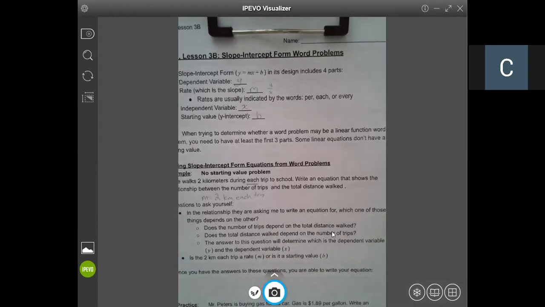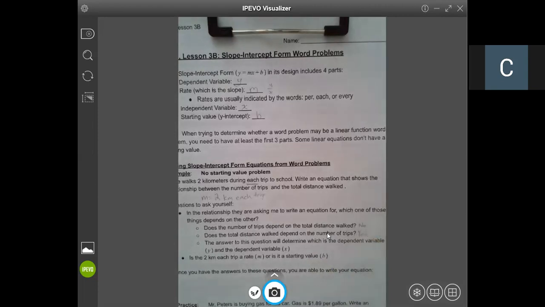Okay. So does it follow that the number of trips would depend on the distance walked, or the total distance walked depends on how many trips you're taking? Yeah, I think it's the total distance walked depends on, so the second question. Yeah. Okay, so this is correct. So this is the no part of the question, and this is a yes. Yes, the total distance walked depends on the number of trips.